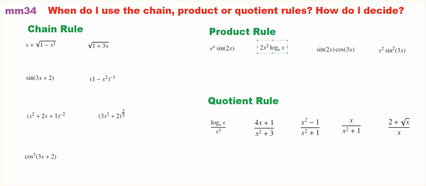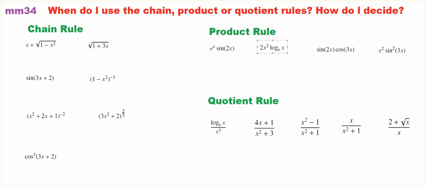This is for Year 12 Methods. It comes out of Chapter 9, Derivatives, and really it's about how do I pick which rule to use? Do I use the chain rule? Do I use the product rule? And do I use the quotient rule? Okay, so how do you make the decision?